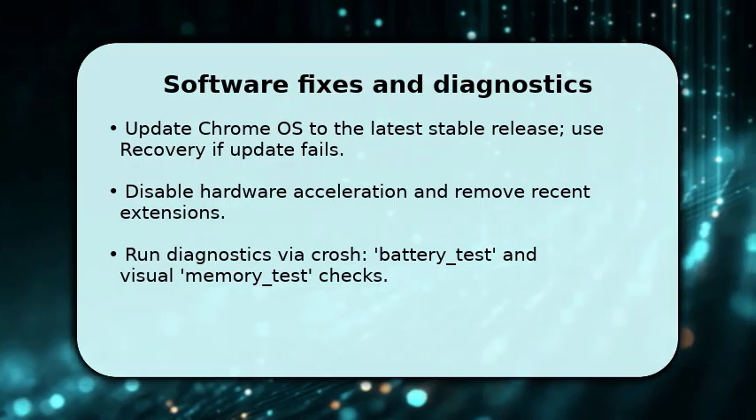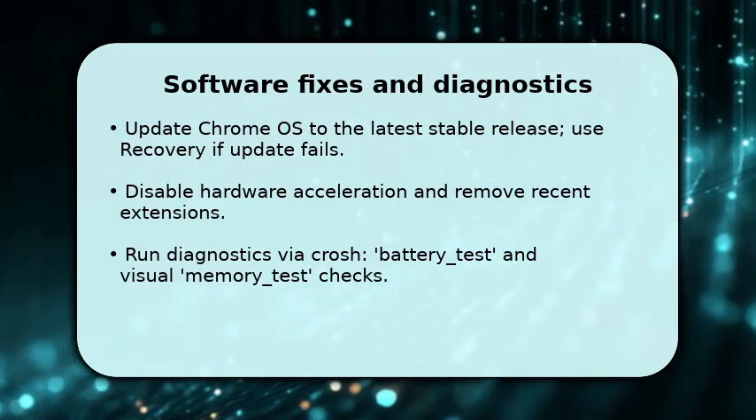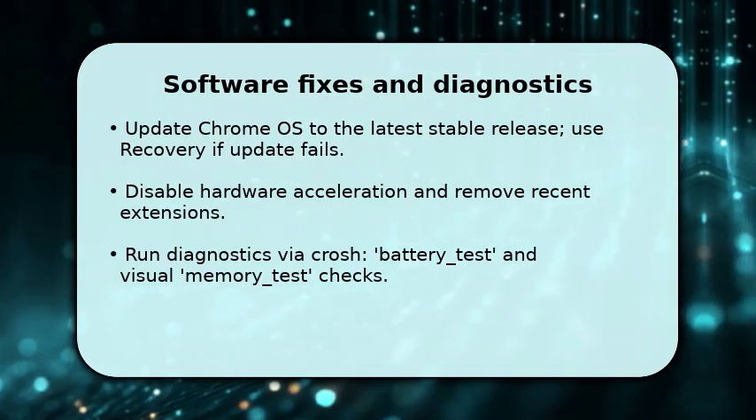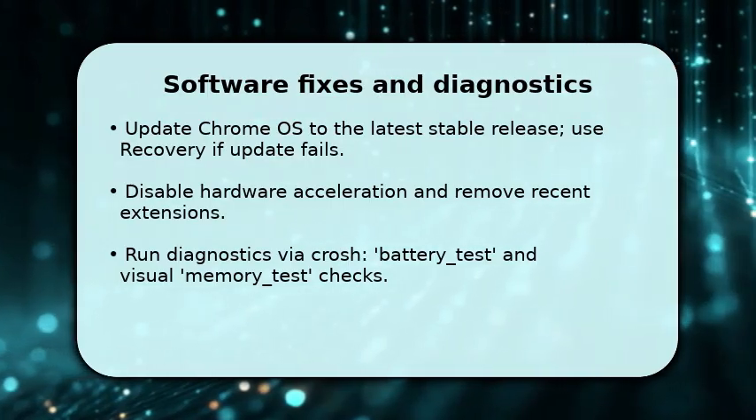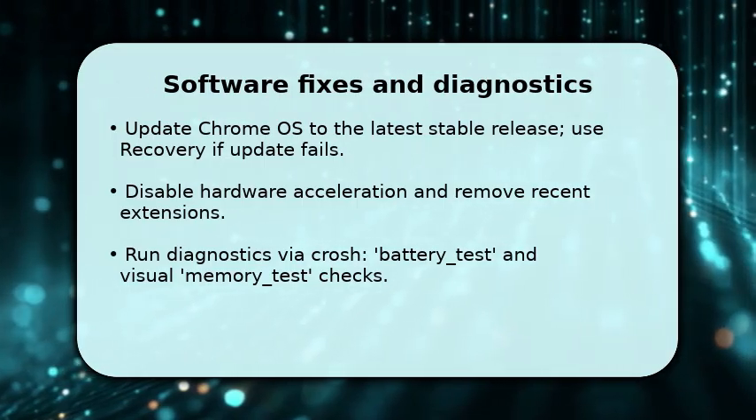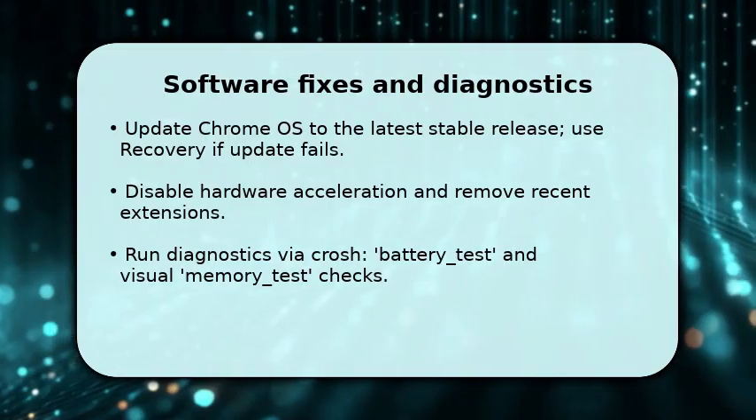Update Chrome OS fully, and if needed, create a recovery USB to reinstall the system. Corrupted firmware can trigger flicker. Disable hardware acceleration in Chrome, //settings, and temporarily remove recent extensions. Some cause rendering conflicts. Use crash diagnostics.